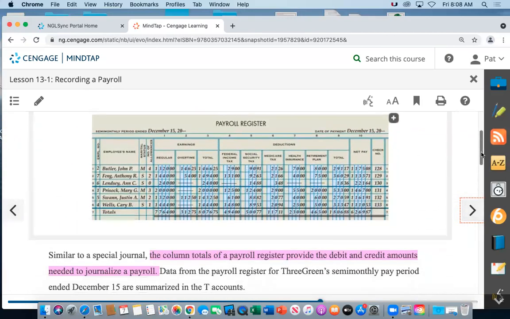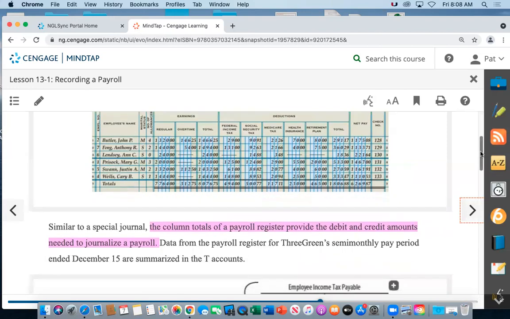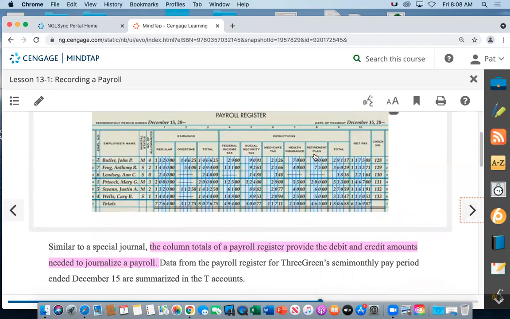Okay, analyzing payroll. So this should look familiar. This is your payroll register with all the employees, their marital status, their pay over here, their deductions over here. You get total deductions, subtract that from the total earnings, you get net pay. You guys wrote the checks, so you're familiar with that. The column totals of this payroll register are what we will use for debit and credit amounts when we want to journalize the payroll.